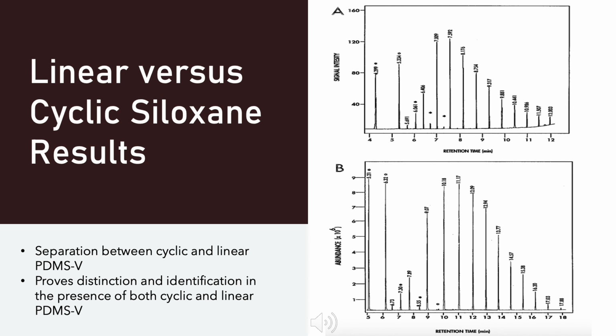Here are the results for both GC-AED and GCMS when both linear and cyclic siloxanes were run together. The top is the results from the GC-AED, and the bottom is the results from the GCMS. The peaks that have the stars above them show the cyclosiloxanes, and the ones without it are the linear. There's no overlap between the linear and the cyclic siloxanes, so there's clearly distinction, and further identification in the presence of both could be done for PDMSV.